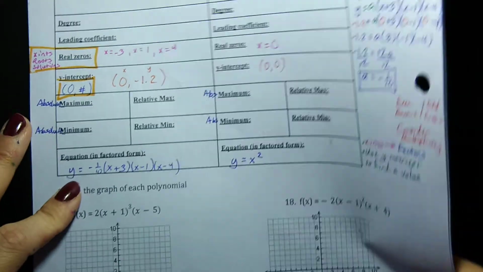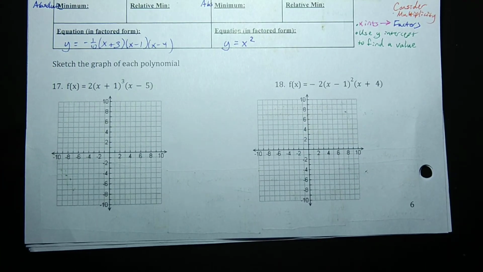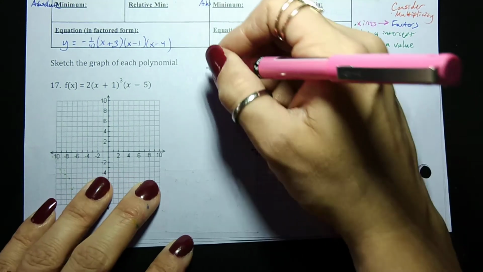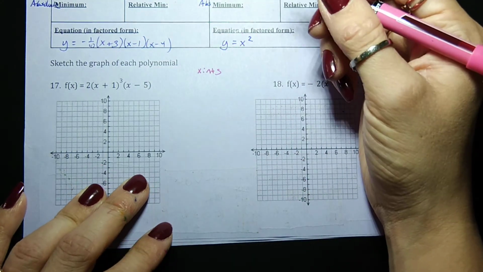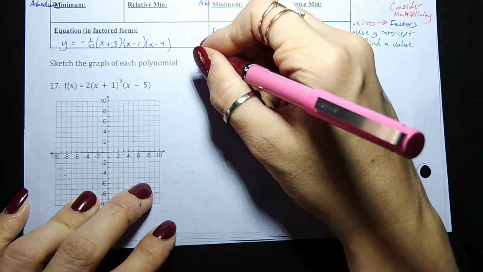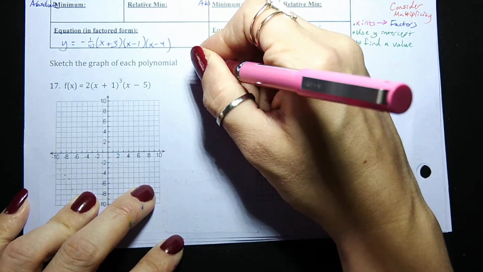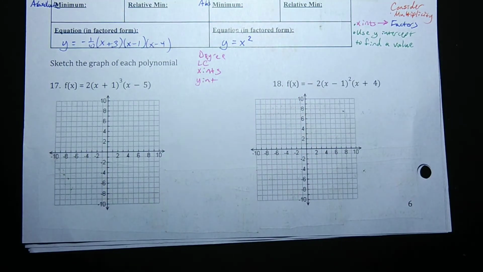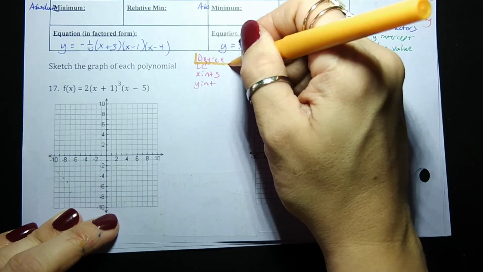So on number 18, we want to sketch the graph of each polynomial. So we need to consider a lot of different things here. We need to first consider the x-intercepts and the y-intercept, the degree, and the leading coefficient.